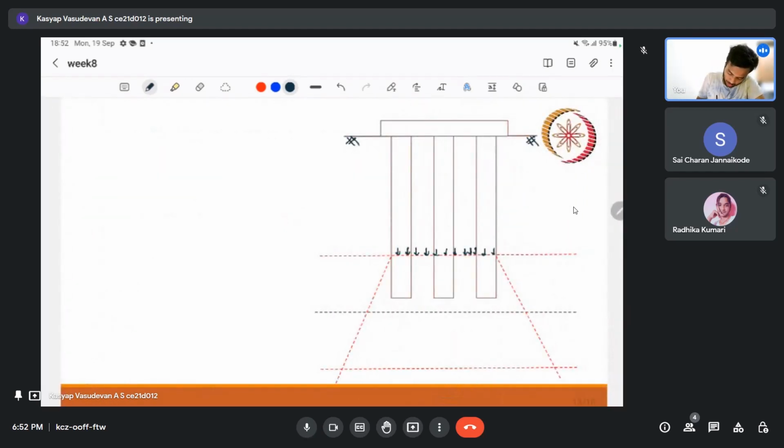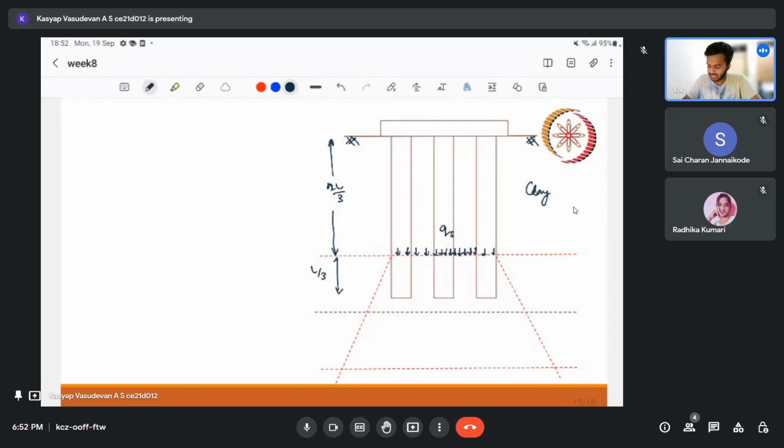So we have to assume it as a raft at a level of 2L by 3. This is the rule that we need to remember. The pile is divided into 2L by 3 and L by 3 when it is completely clay. So here we have clay completely. If it is stratified, we'll discuss it in the coming slides. But in this case, we have to assume it as a raft at this particular level, and the same procedure that we had done before for shallow foundation, we can adopt here.